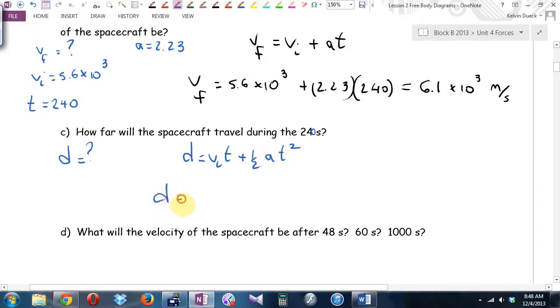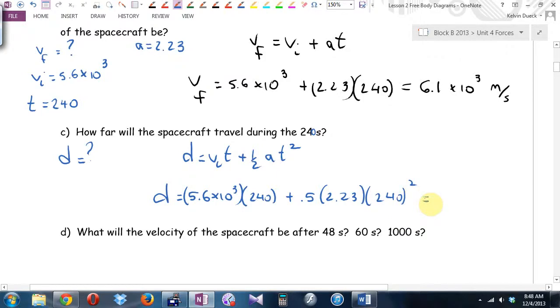The distance the spacecraft will have traveled is going to be 5.6 times 10 to the 3, times 240, plus 0.5, times 2.23, times 240 squared.